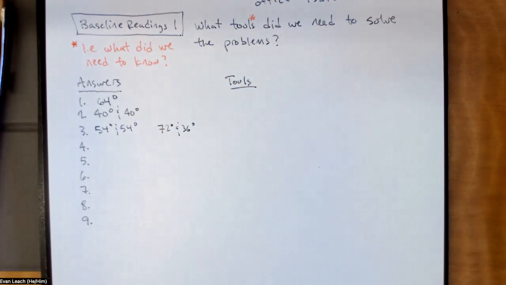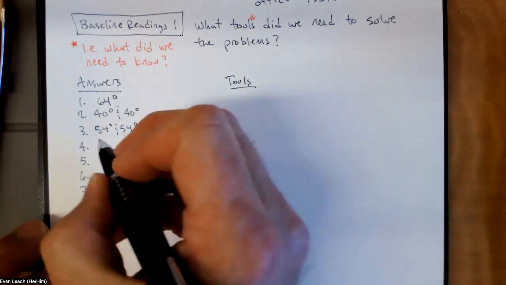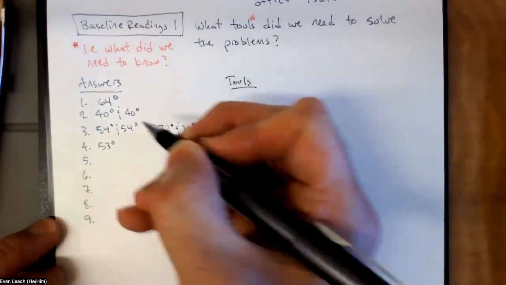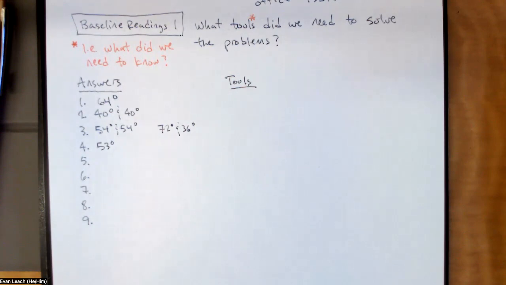Problem number 4. One of the acute angles of a right triangle measures 37 degrees. What is the measure of the other acute angle? If one acute angle of a right triangle is 37, what's the other one? 53. Great. Number 5, the smaller acute angle of a right triangle measures 1/2 that of the larger acute angle. What are the measures of the acute angles? 30 and 60.